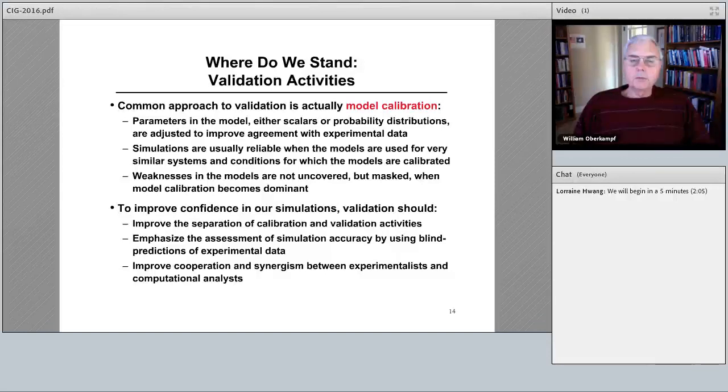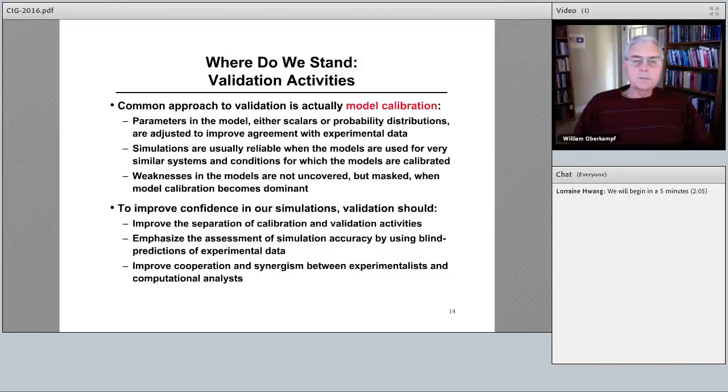Because as I made the point earlier, and I'll stress later, this whole issue of predictive capability is based on the physics of the model. Weaknesses in the models are actually rarely uncovered, but they are masked because you are using the flexibility in your model to calibrate the parameters in order to obtain agreement with the data. That's actually what you're doing. Like I say, there are many situations where you have no choice because these parameters cannot be measured independently from your model.